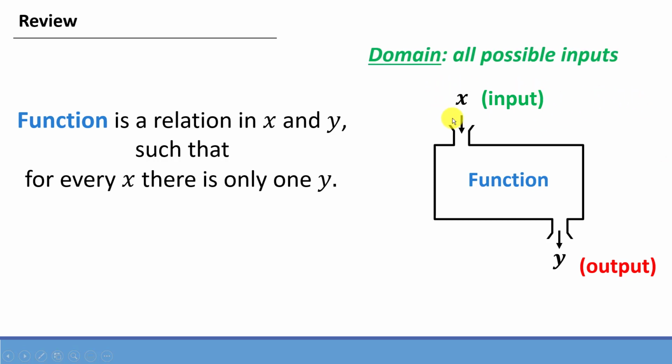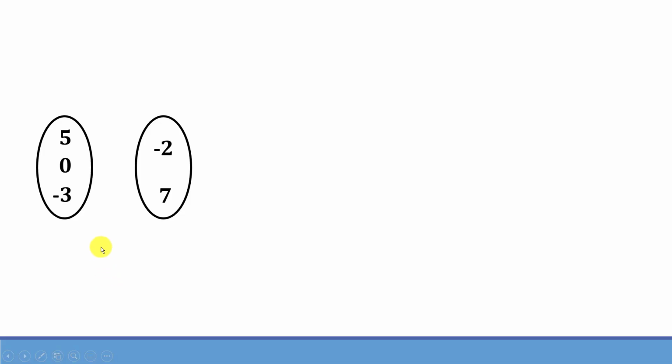And there are 2 important terms that come with a function. All possible inputs, or possible values that we can put in the function, are called the domain of the function, and all possible outputs are called the range of the function. Now let's look at an example. I'm going to show you a picture. It's called an arrow diagram that illustrates a function.